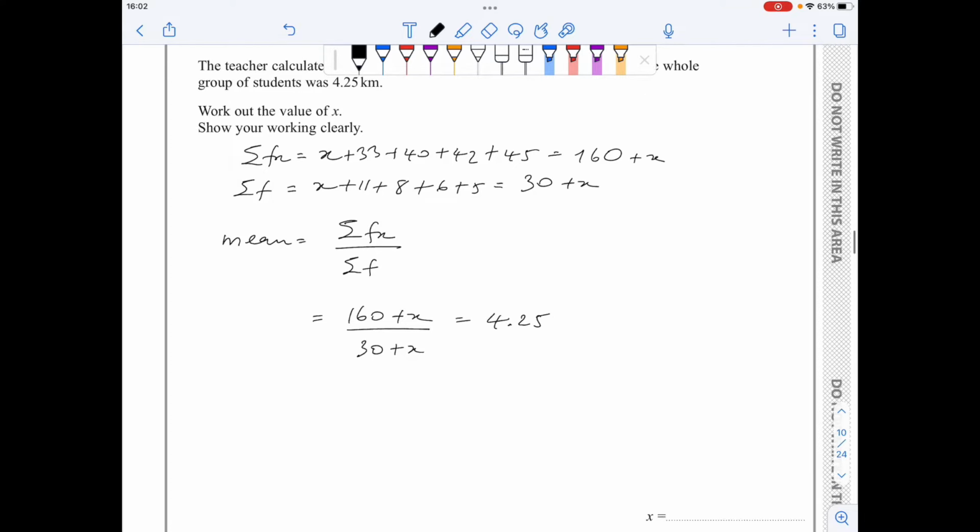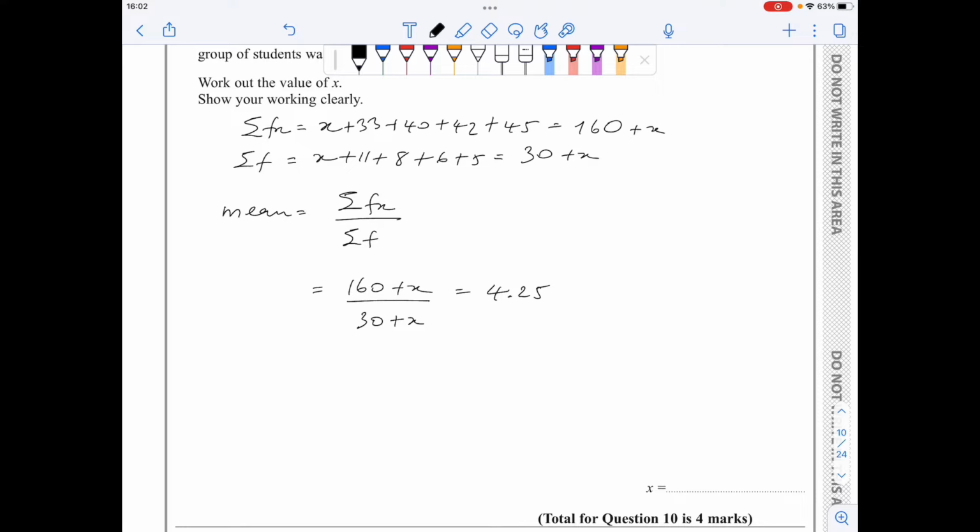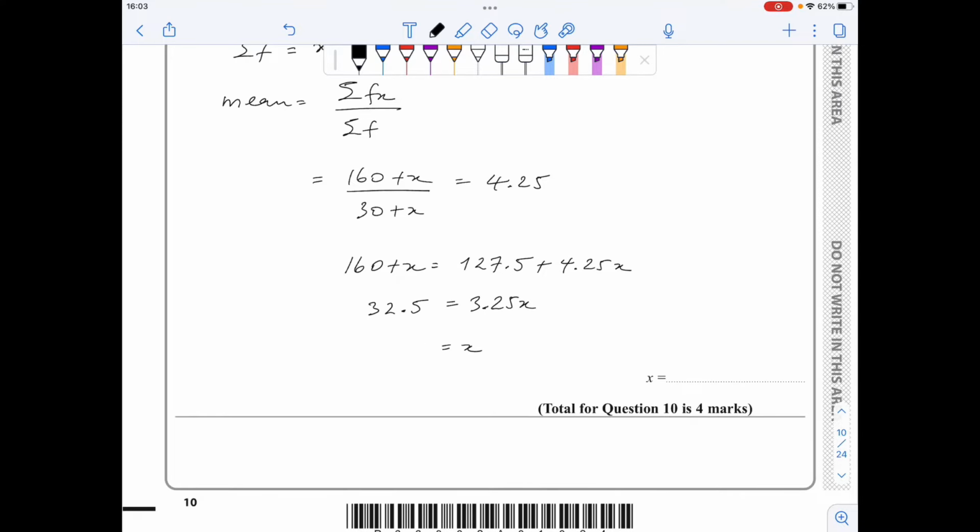So if I cross multiply, 160 plus x equals 127.5 plus 4.25x. If I rearrange, I will get 32.5 equals 3.25x. So x is equal to 32.5 over 3.25. So x comes out to be 10.